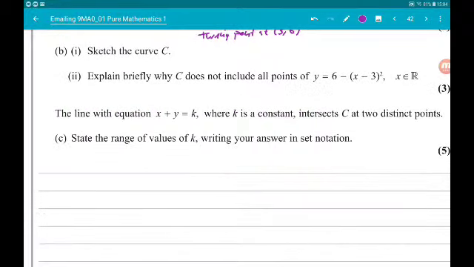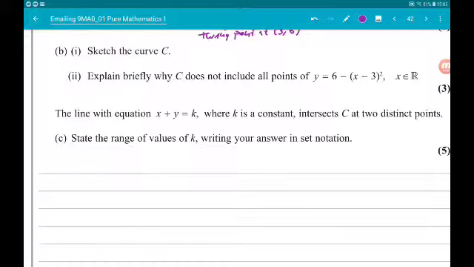Okay, then for the final part, we are told the line with equation x + y = k meets the curve C at 2 distinct points. State the range of values of k, writing your answer in set notation. So what we're going to do is get an expression for either y or x in terms of the other one, substitute that into our equation for C, and solve it.